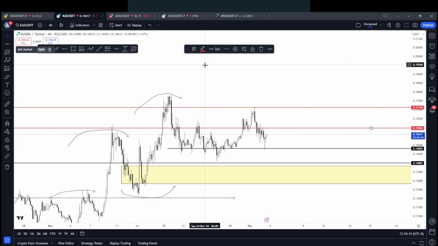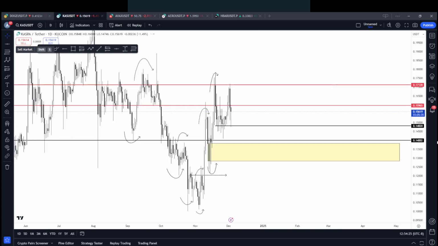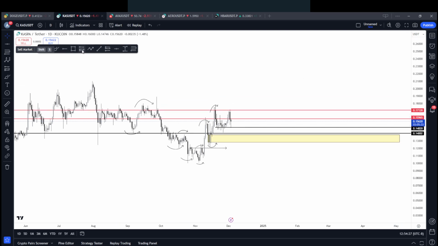I don't know what this coin is, to be honest. So we've had multiple rejections. So maybe this goes to reject again and then comes back down. That daily demand zone is where you want to get in. Or sorry, not demand zone, this order block.